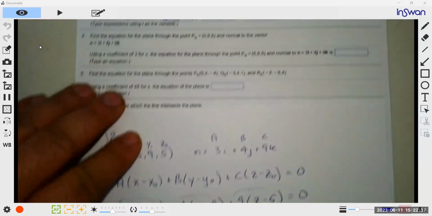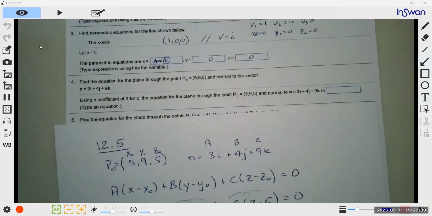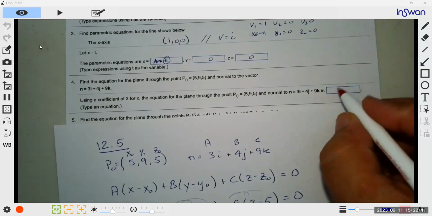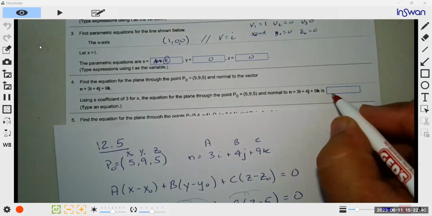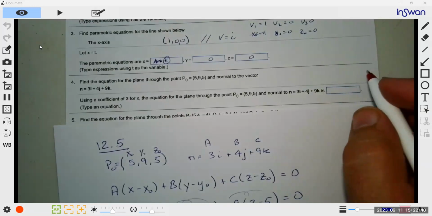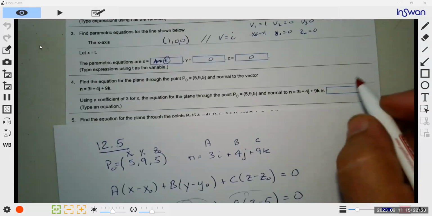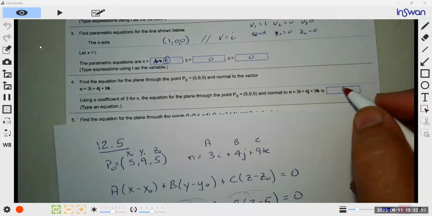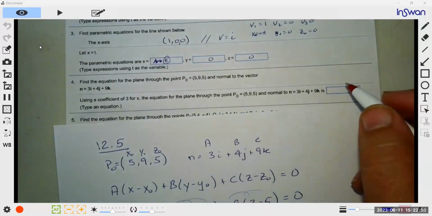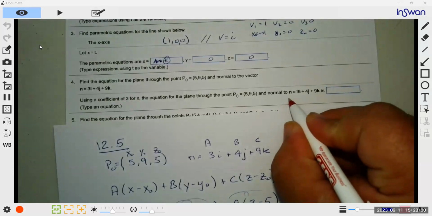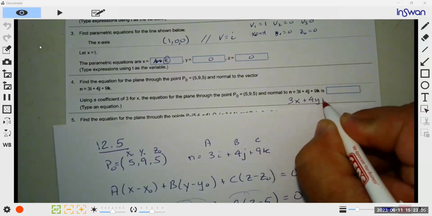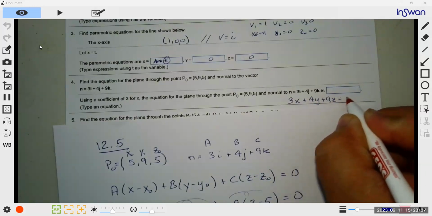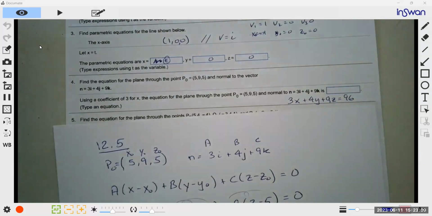Okay, let's see where to put that. Using the coefficient of 3 for x, the equation of the plane through the point, type the equation: 3x plus 4y plus 9z equals 96.